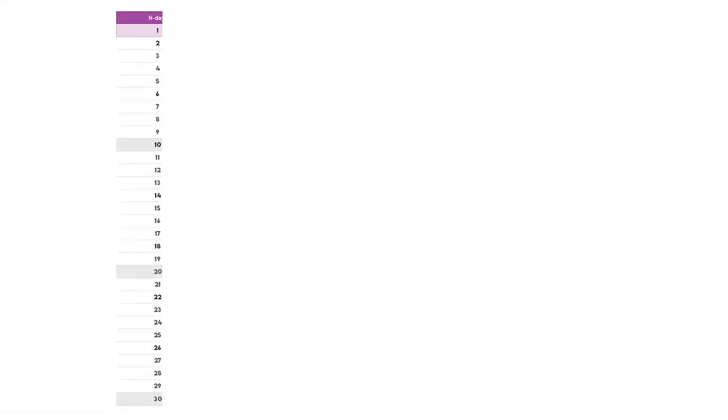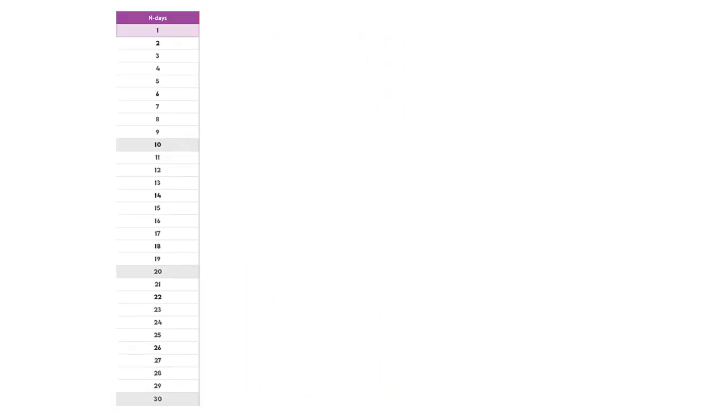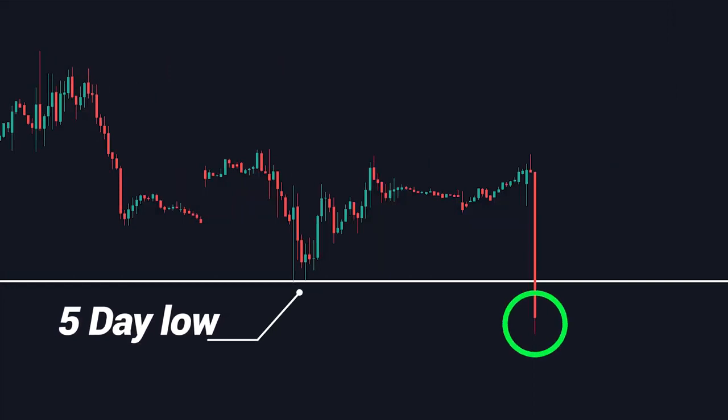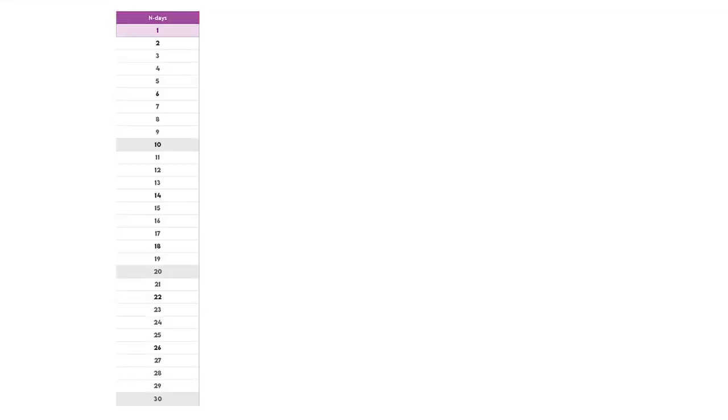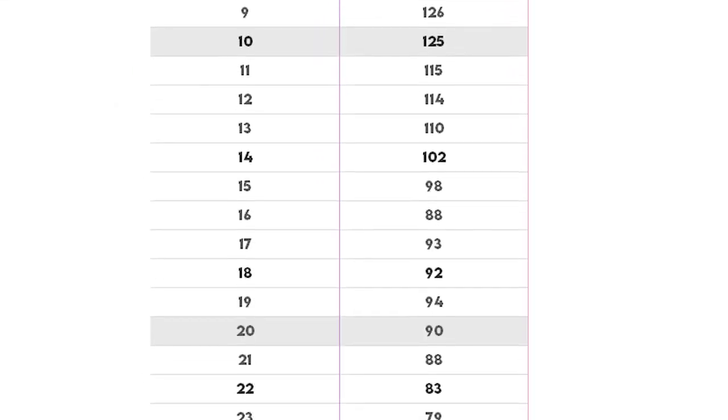The first column in this backtest is the number of days. As you can see, I tested up to 30 days for a divergence. Say, for example, we were on 5. A divergence would only be calculated if it closed at the 5-day low and the RSI indicator did not make a new low within those 5 days. Hopefully that makes sense. The second column is the number of trades. This is how many trades it took, or in other words, how many divergences it found.